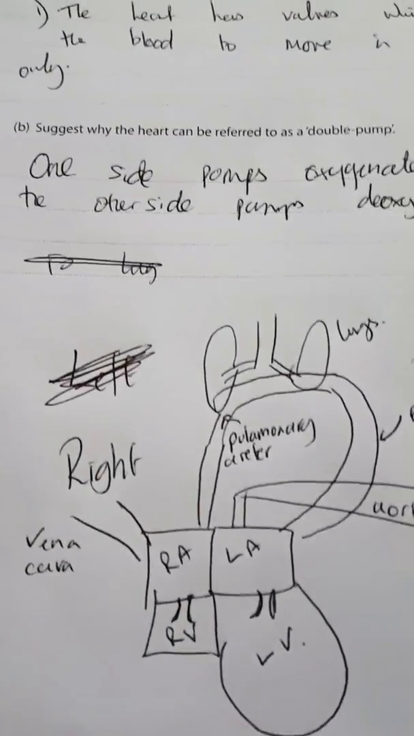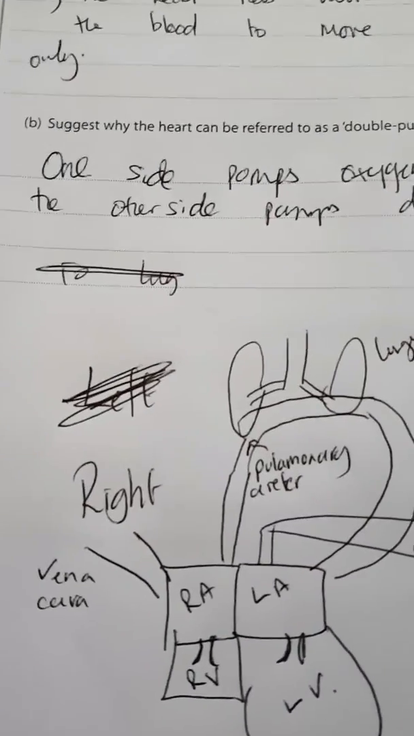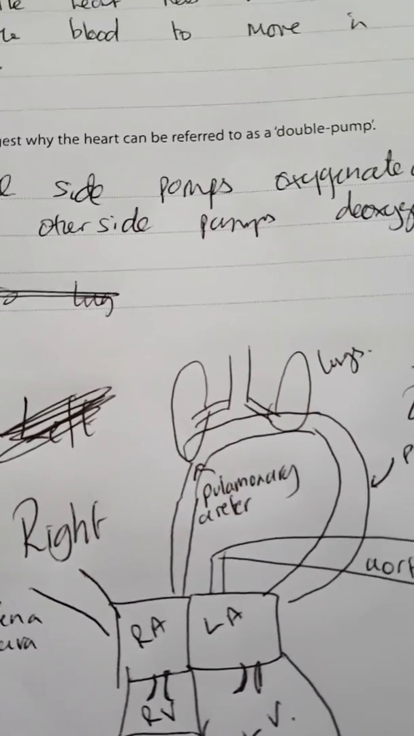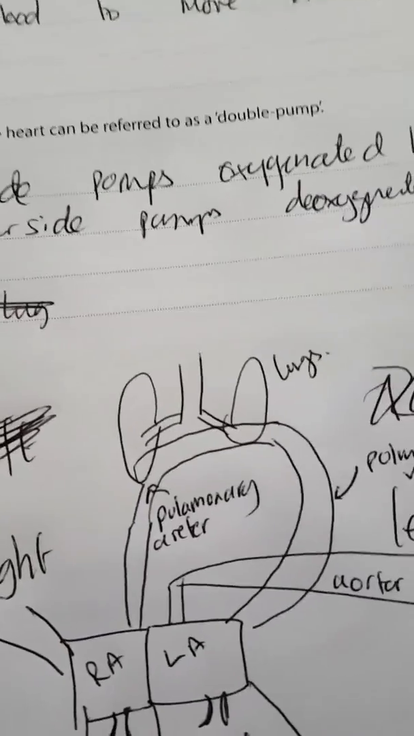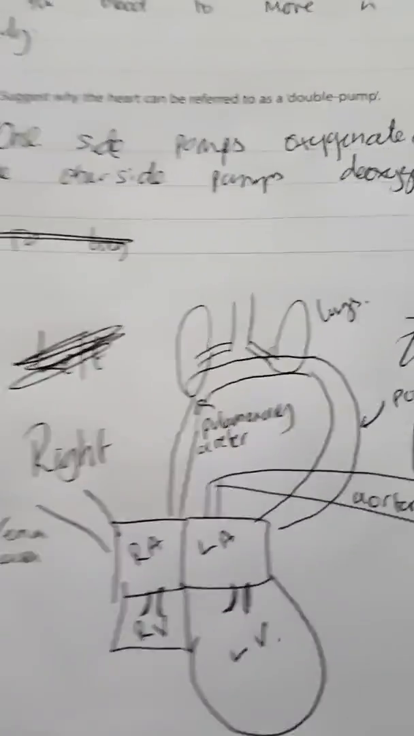Okay, so it says suggest why the heart can be referred to as a double pump. Well, it's because one side pumps oxygenated blood while the other side pumps deoxygenated blood. So it's pumping two things at the same time in different places. So here I want to cover the structure of the heart.